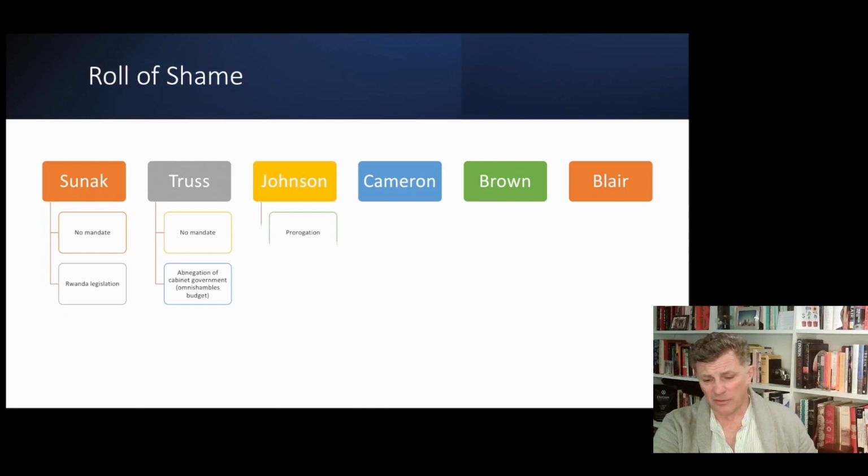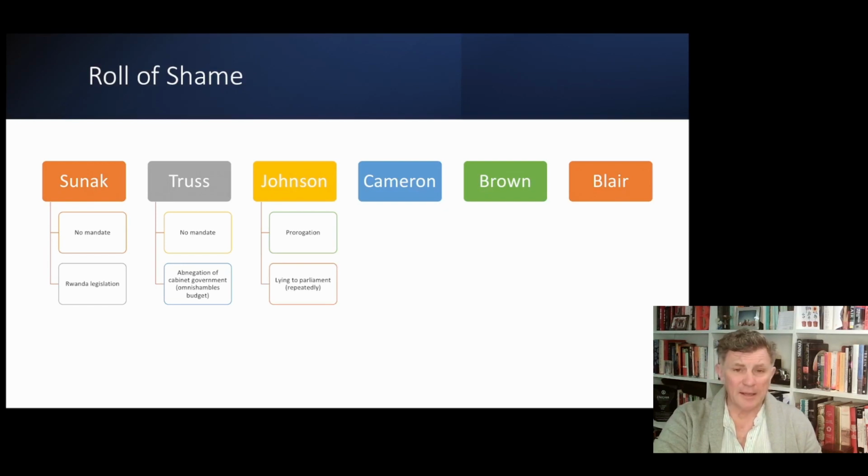With Johnson, I could go on forever, but again, let's look at prorogation. That was, as far as I'm concerned at any rate, entirely unconstitutional. The courts found it unlawful. Well done, the courts. He also lied to Parliament repeatedly and knowingly. And again, I would argue that he abused the nature of cabinet government. All of these are constitutional problems where we have a constitutional solution, that is Parliament do your blinking job, but as we mentioned earlier, Parliament is neither neutral, independent nor expert, and so it's probably not going to do so.